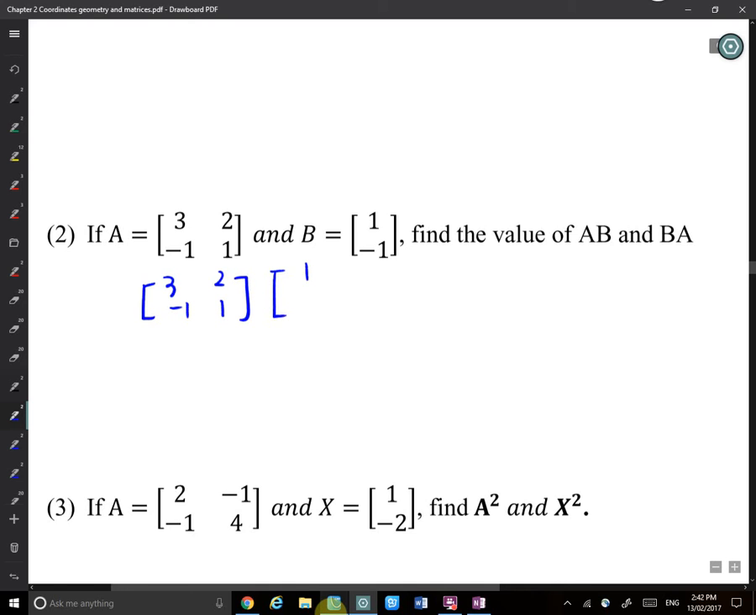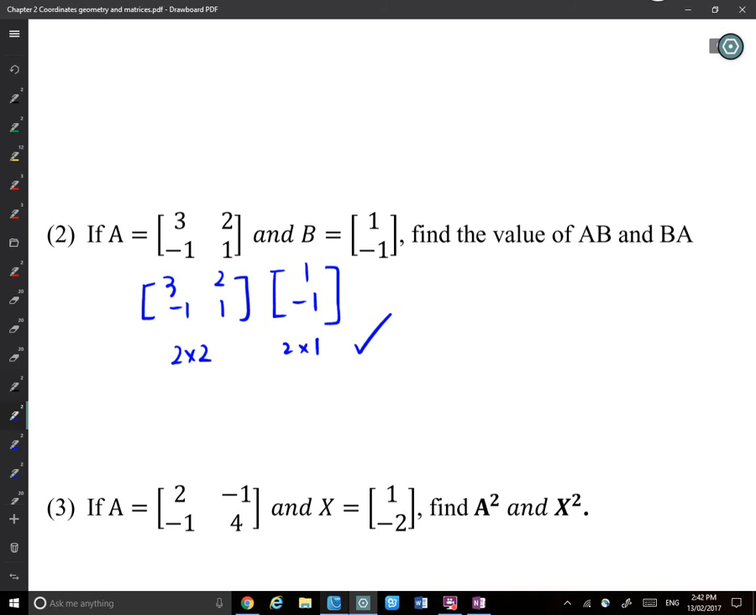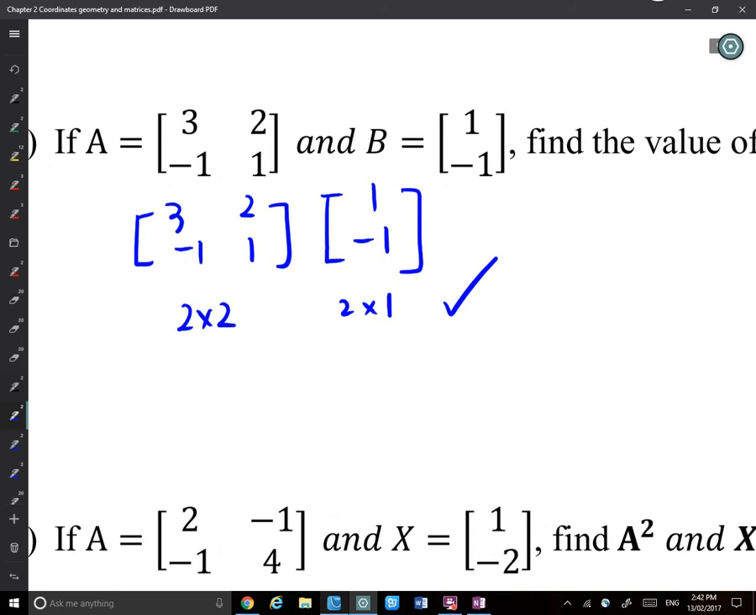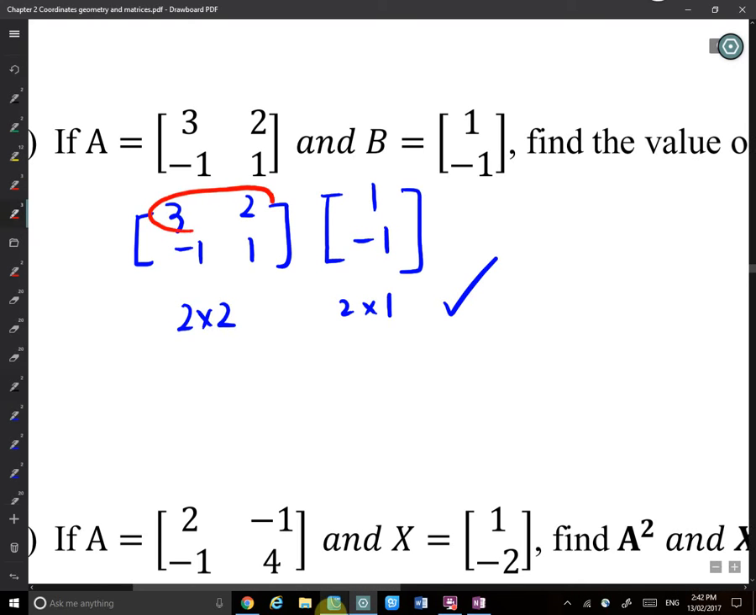A times B will be this times this. This is a 2 times 2 matrix, and this is a 2 times 1 matrix. So it is alright to multiply them together. And how can we multiply two matrices together? We will circle the row for the first matrix and circle the column for the second matrix.